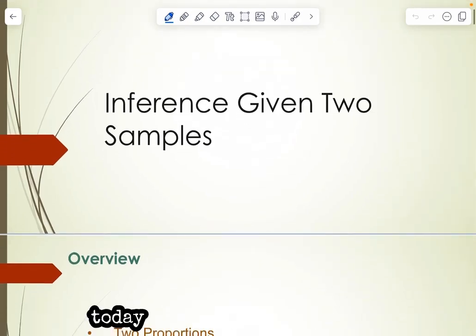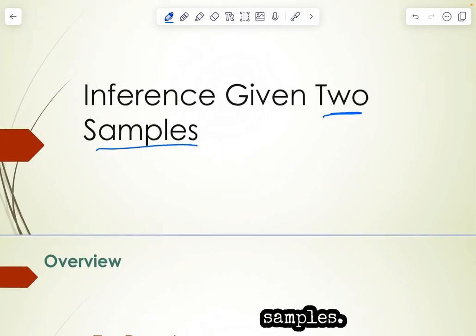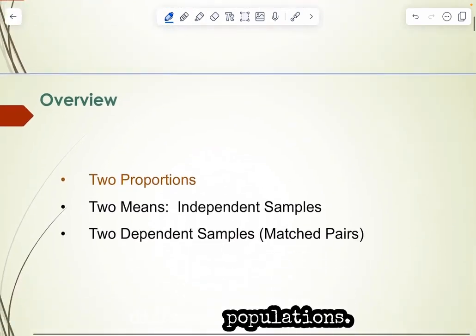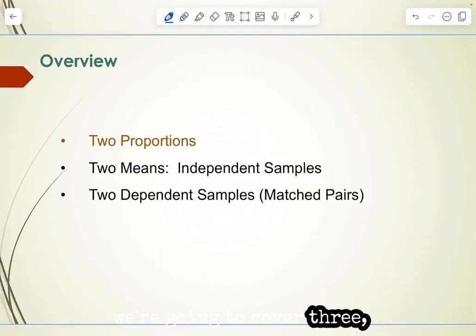Hello everyone. Today we're going to talk about more hypothesis testing. Now we're going to be talking about when you have two samples. And so we'll be comparing two samples from two potentially different populations. We're going to cover three main hypothesis tests.